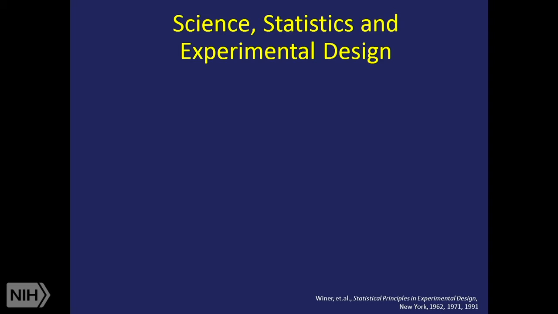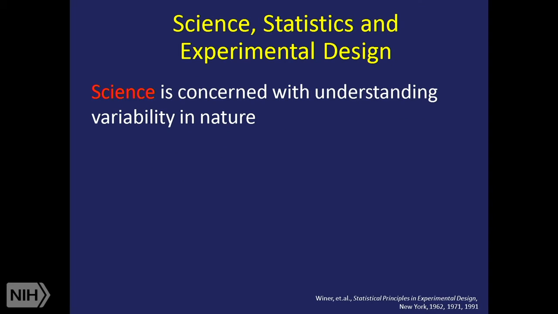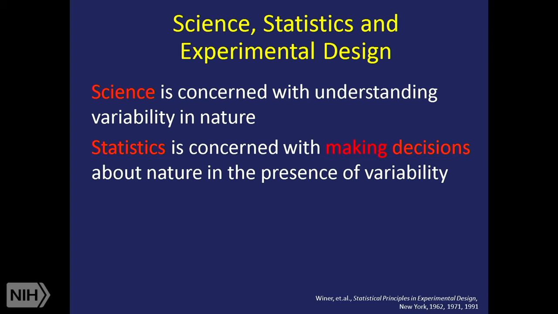And so science, statistics, and experimental design, these are things that go together for me because I work at the agency and I'm a statistician. Science is concerned with understanding variability in nature, so observing nature and understanding the variability. Statistics is concerned, for the most part, with making decisions about nature in the presence of variability. In other words, we wouldn't have to have trials, and you've heard this 100 times probably, if everybody responded exactly the same way to each stimulus or each drug, or every time something happened, we responded the same way.